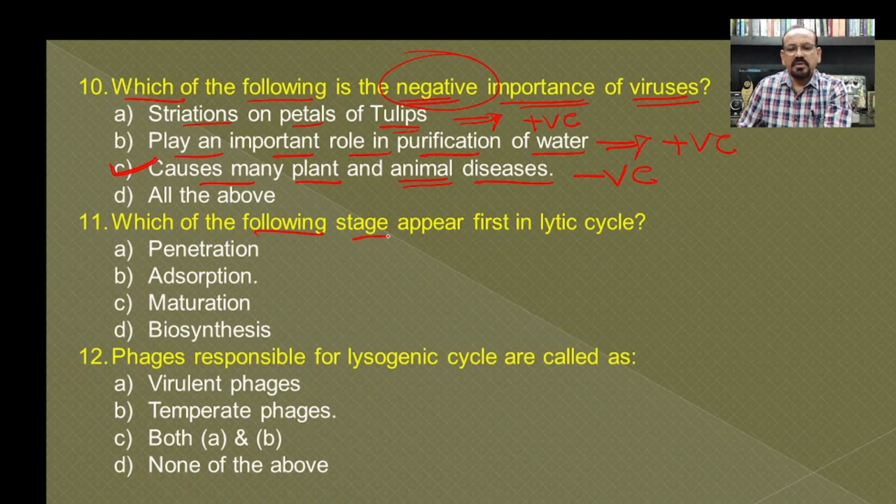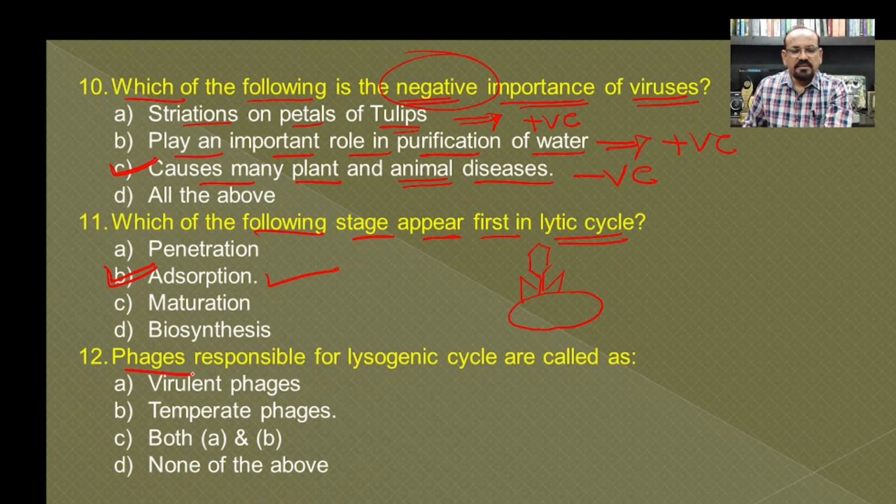Then which of the following stages appears first in the lytic cycle? In a lytic cycle, the bacteriophage attaches itself on the bacterial cell. So this attachment is the process that is known as adsorption, and hence B will be the correct answer for this question.